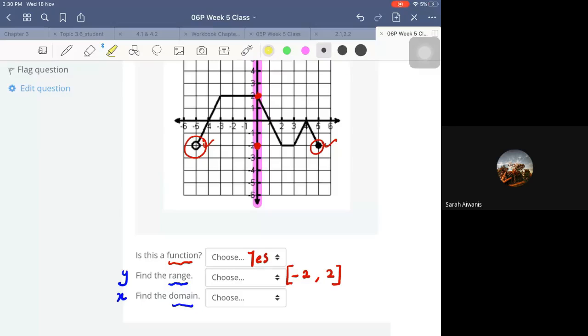And the case for domain is also going to be the same. But for domain, we'll be referring to the x-axis. So kita tengok nilai minimum dengan nilai maximum. So minimum dia kat sini. So this is going to be the maximum. So I'm going to have -5 until 5. So here at -5, kita ada open circle. So it's going to be a round bracket. Dekat 5, kita ada closed circle. So it's going to be a square bracket. So that is going to be your domain.